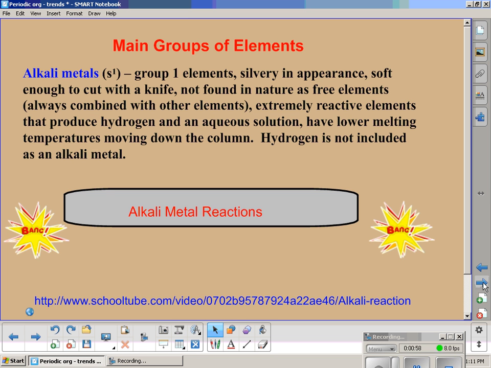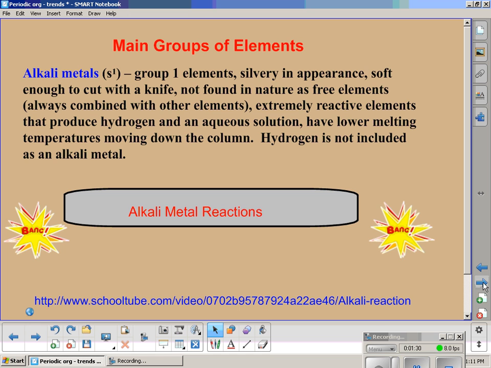As you go down the periodic table, their melting temperatures get lower, so they melt easier. They're extremely reactive when you add them to an aqueous solution. In other words, when you put them in water, they're going to produce hydrogen, which is kind of cool if you see it. And hydrogen, just while we're on it, is not included as an alkali metal.